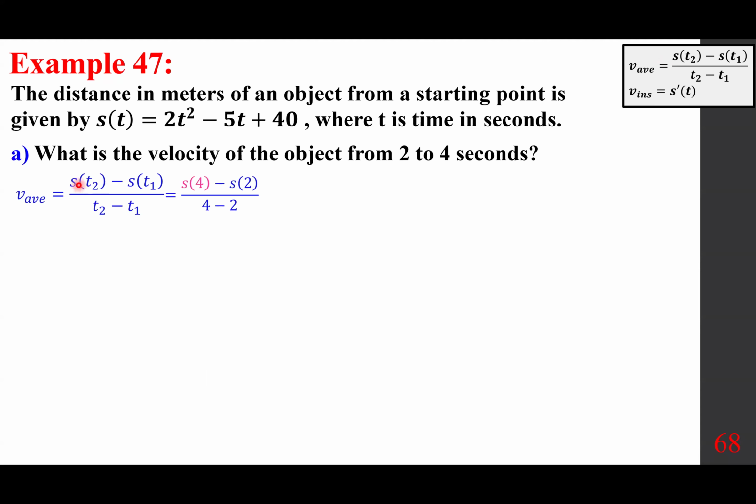The formula is S of t sub 2 minus S of t sub 1. What is this? The exact distance that is going to be covered over the course of 2 to 4 seconds. What is this? The time, 4 minus 2, 2 seconds. So you plug in. We're going to plug in 4: 2 times 4 squared minus 5 times 4 plus 40. Then we plug in 2: 2 times 2 squared minus 5 times 2 plus 40. The denominator is obviously 2.